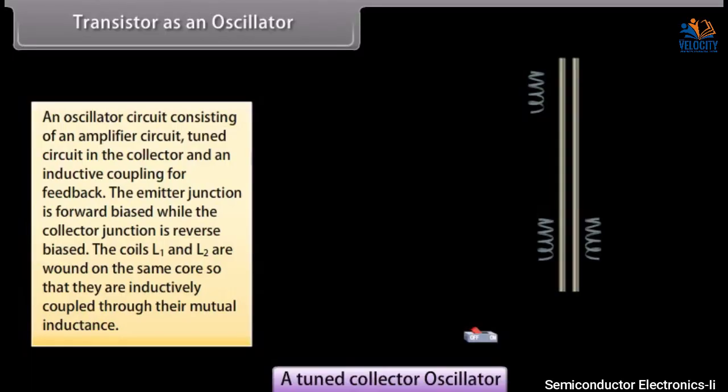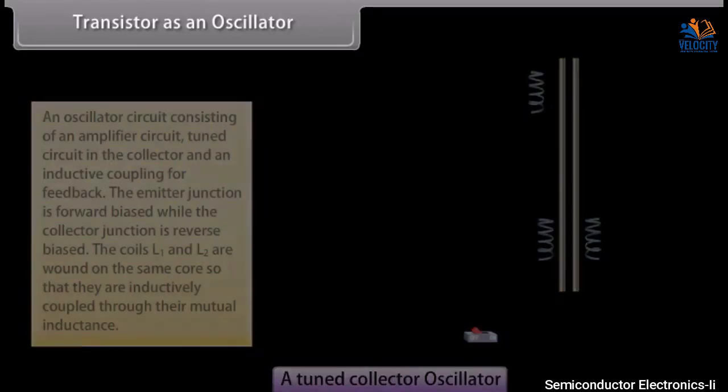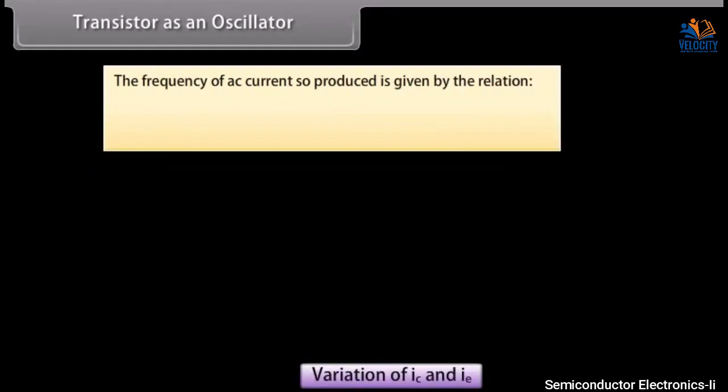On pressing the key, collector current suddenly starts flowing through L1. Consequently, a voltage is induced in coil L, which charges the capacitor C with such a polarity as to support the forward bias of the base emitter circuit. On reaching saturation, collector current stops varying, hence induced EMF in coil L vanishes. The frequency of AC current so produced is given by the relation f is equal to 1 upon 2π multiplied by 1 upon under root LC.